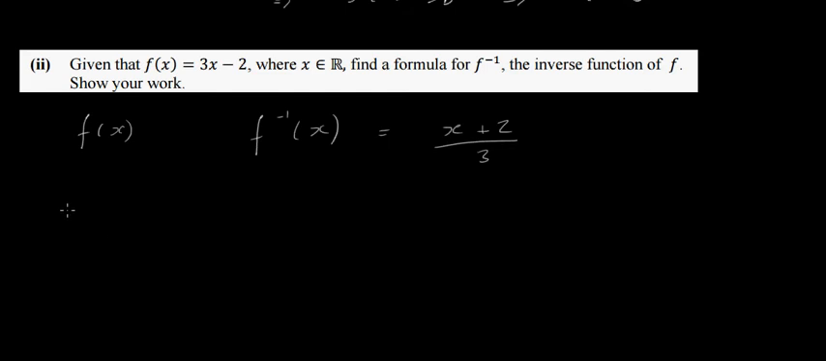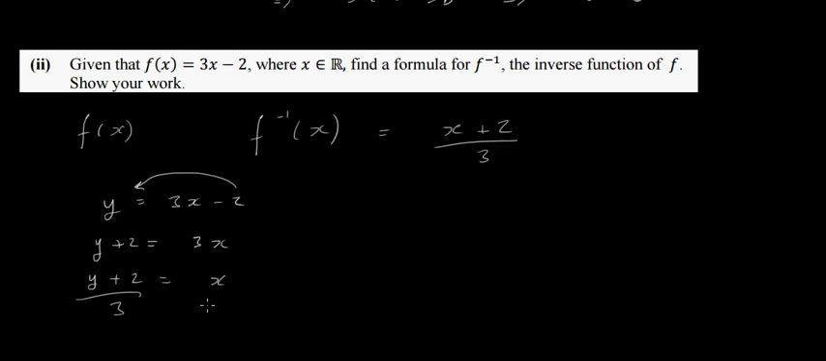Well, let's see. If we take y is equal to 3x minus 2, what you really want to do is write this in terms of x. So let's take 3x is equal to y plus 2. So we just took this 2 and brought it over here. And then we're going to divide by this 3 here. So it's y plus 2, we're going to divide by 3. So this bit here is going to be our inverse function. So what we end up with is f inverse of x is equal to x plus 2 over 3.